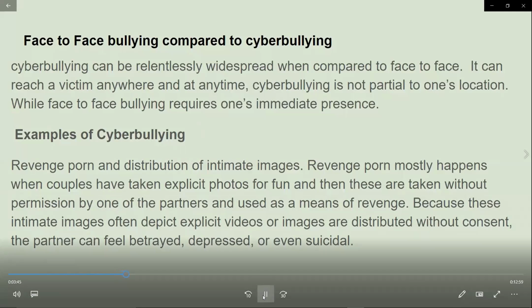Examples of cyberbullying: revenge porn and distribution of intimate images. Revenge porn mostly happens when couples have taken explicit photos for fun, and then these are taken without permission by one of the partners and used as a means of revenge. Because these intimate images often depict explicit videos or images and are distributed without consent, the partners can feel betrayed, depressed, or even suicidal.